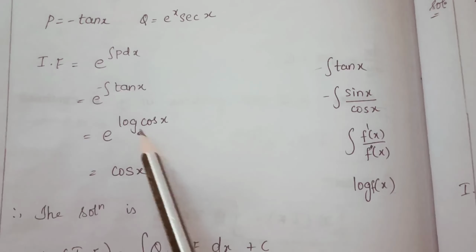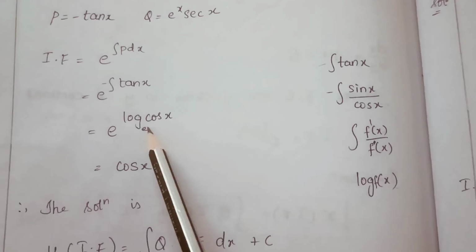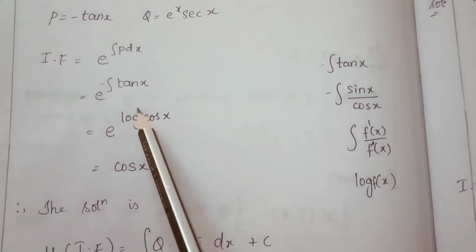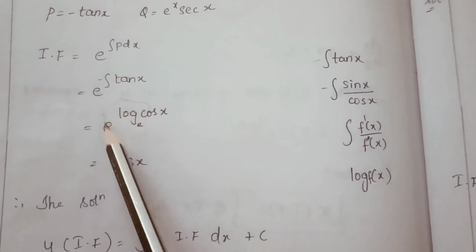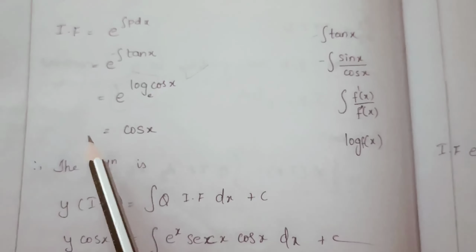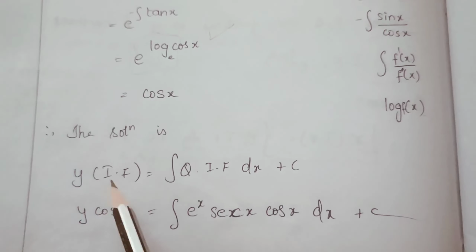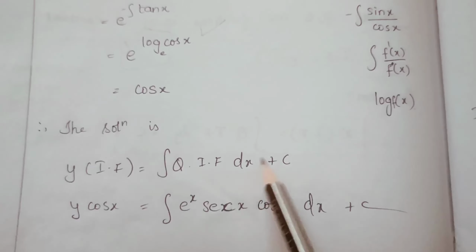Here e is there. So e power log cos x, this e gets cancelled with this log. So you will get only cos x. So I.F. equals cos x. Therefore the general solution is y into I.F. equals integral q into I.F. dx plus c.